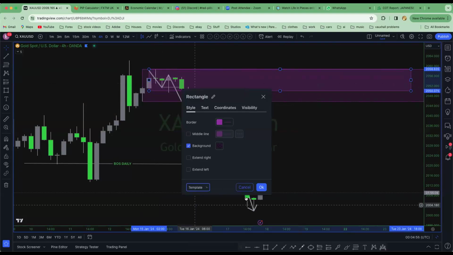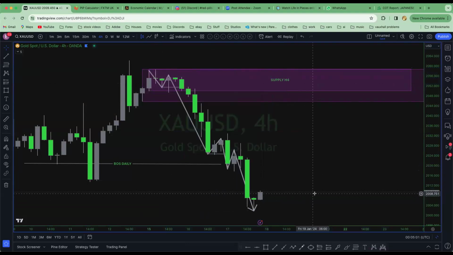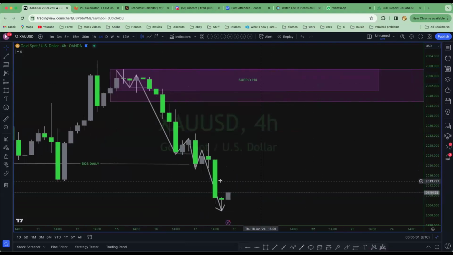It's taken me a bit longer to do this breakdown in terms of how I would do it and give you the chart, so obviously I'm explaining it while I'm doing it. But now we can see we have a break of structure here on the 4 hour. And after that break of structure, we have a supply for a possible pullback to here and continuation of sell.